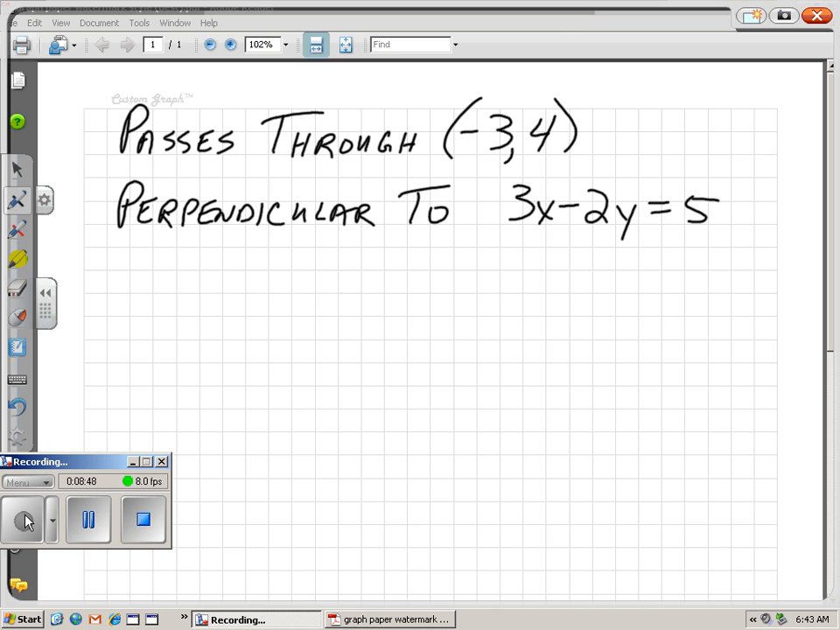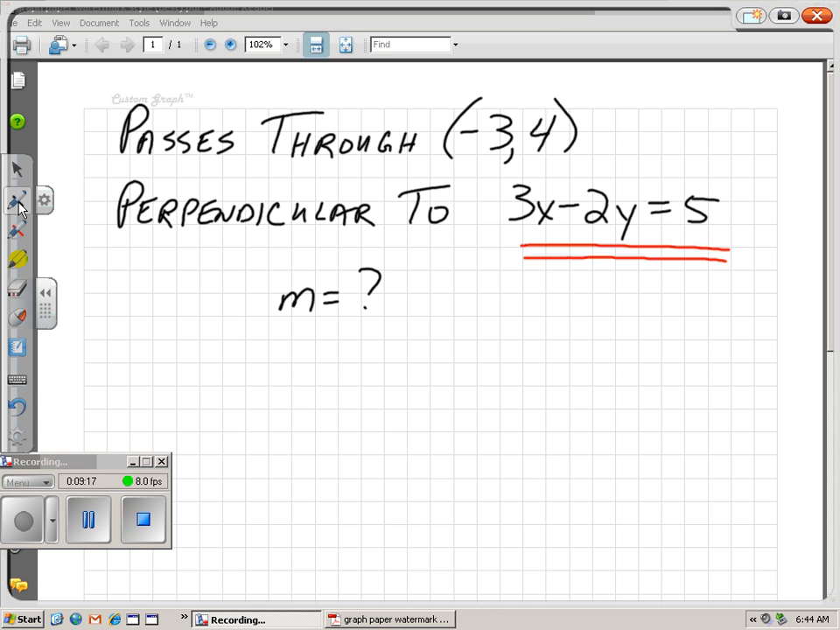Okay, here's a good problem. I like this problem. We have to kind of put everything together here. So my line passes through the point -3, 4. And I know that my line is perpendicular to this line. Okay? My line is perpendicular to that line. That's not my line. I'm just using that line for information. So the question I'm asking is, what's my slope?